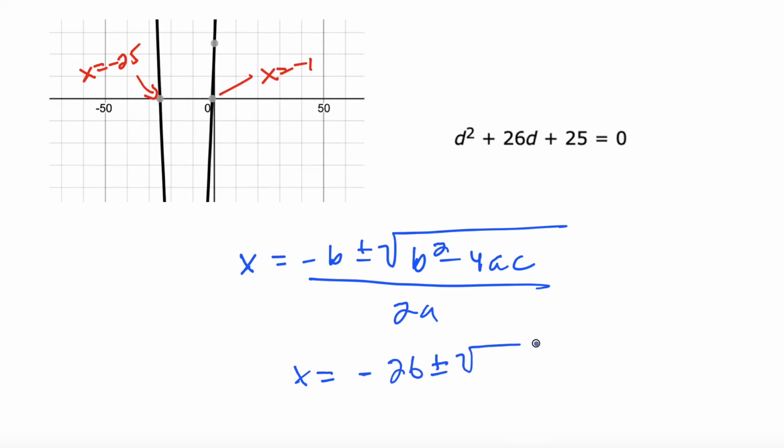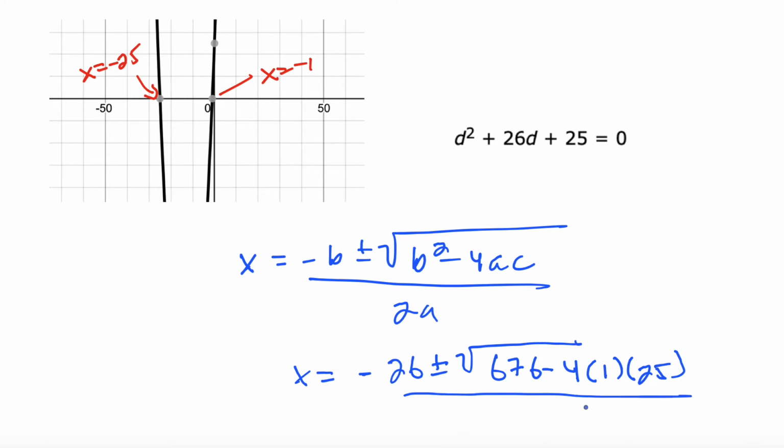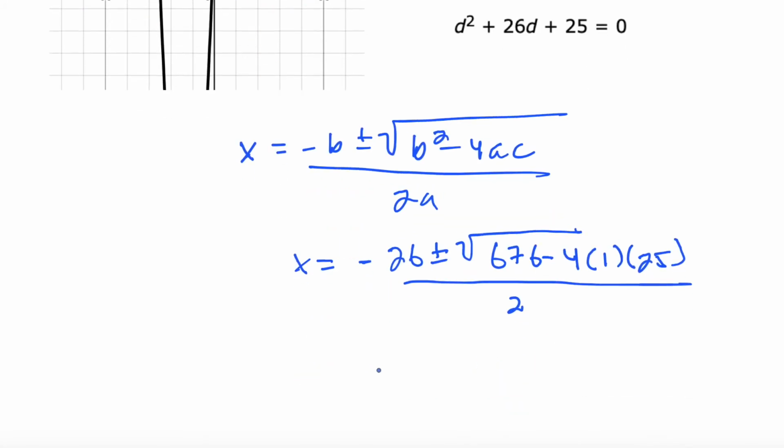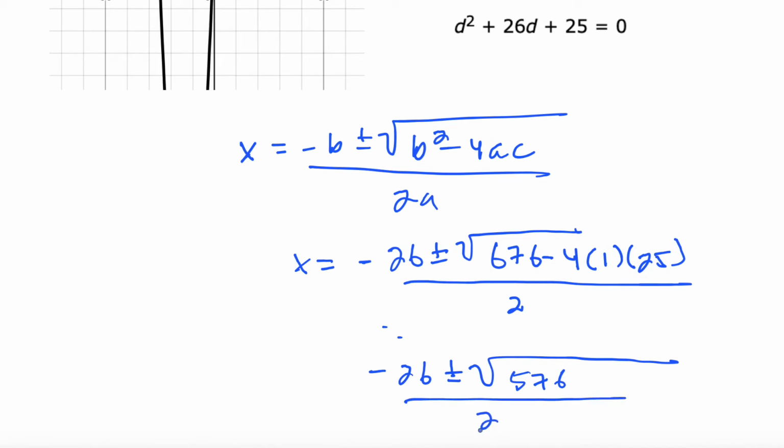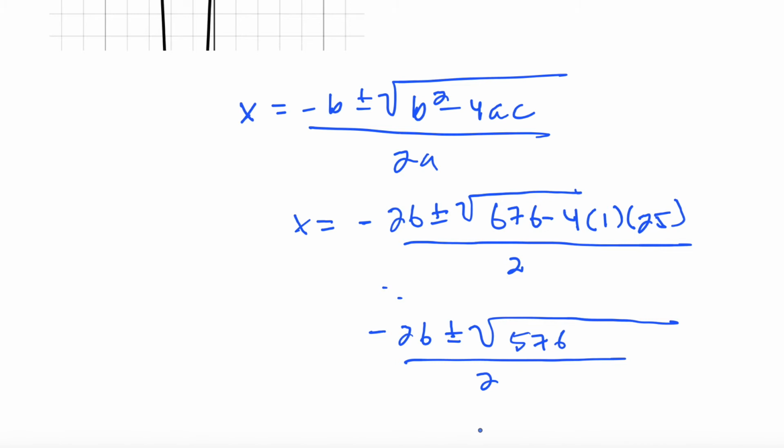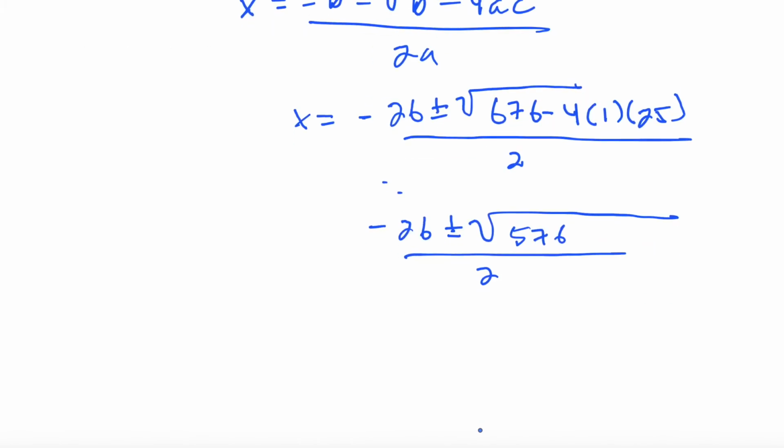Negative 26 plus or minus the square root of 26 squared. 26 squared is 676, minus 4 times 1 times 25, all over 2. So you're going to get negative 26 plus or minus the square root of 676 minus 100, so 576, over 2. The square root of 576 is 24.